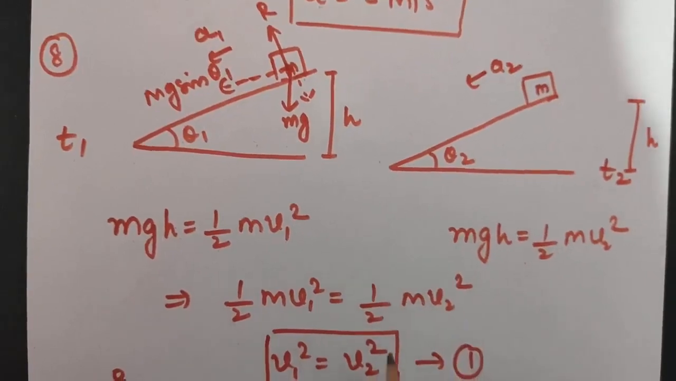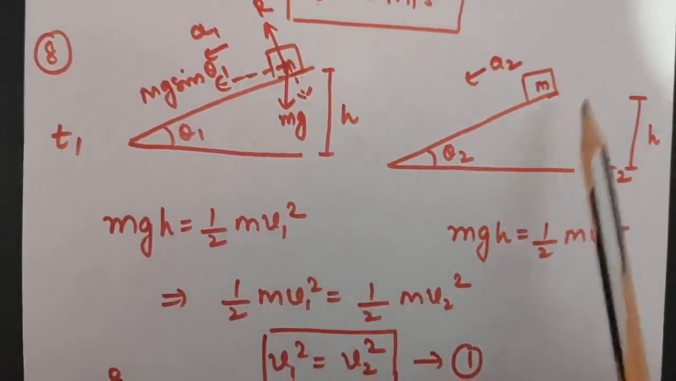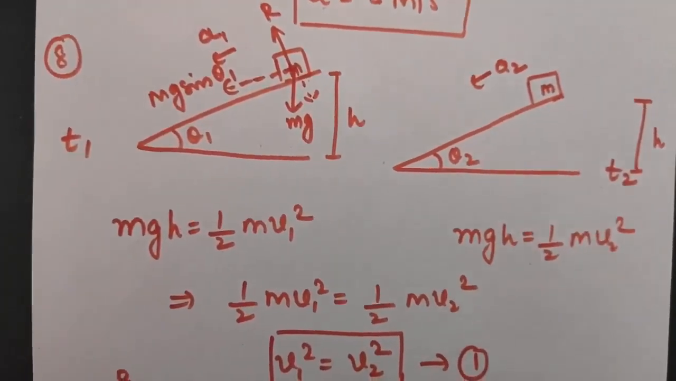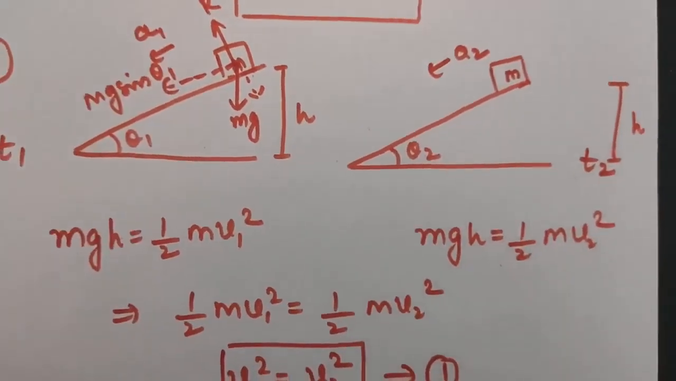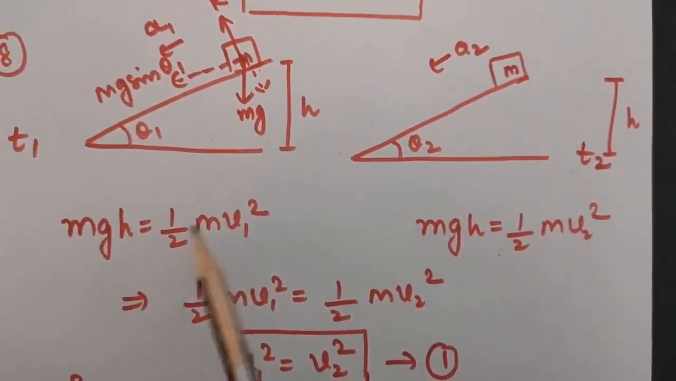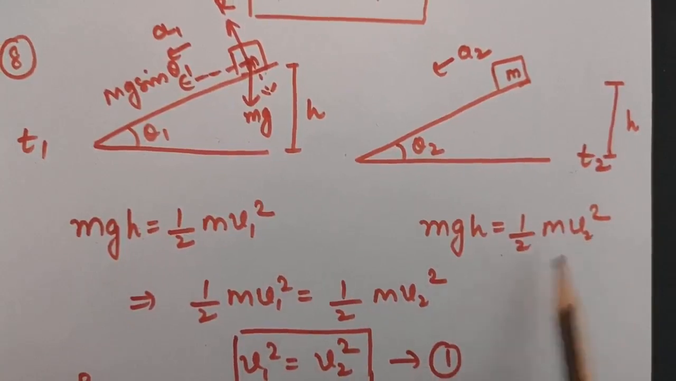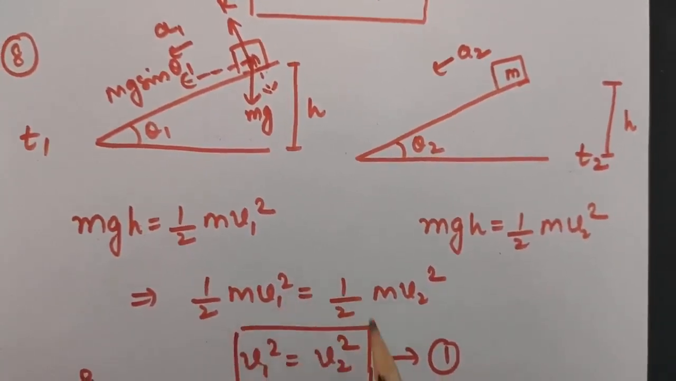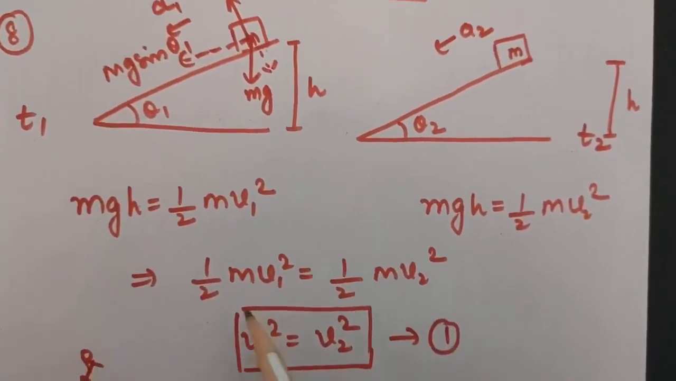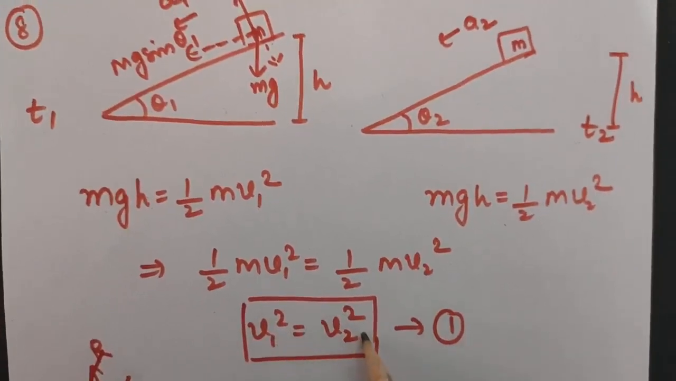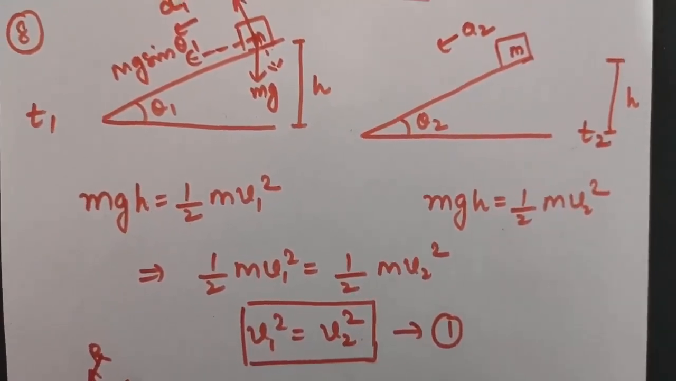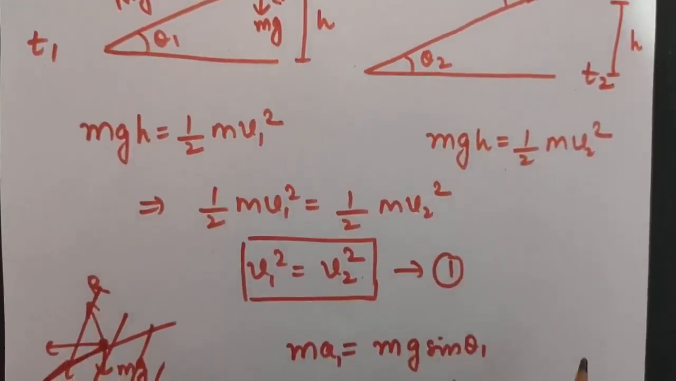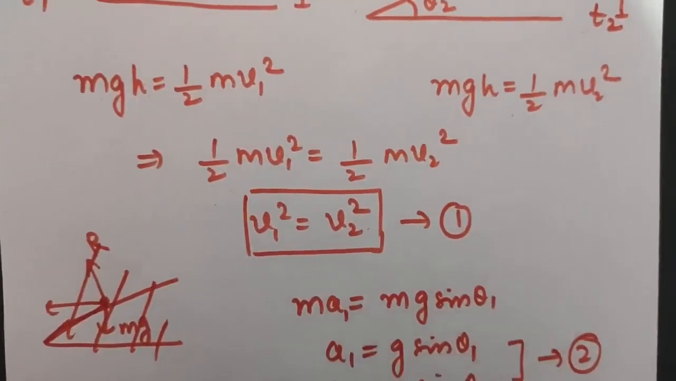Now we will see what will happen. Ultimately, due to the same height, the velocity will also come out to be the same. So mgh is equal to this and mgh is equal to this. That means half mv1 square is equal to half mv2 square. From here you will get v1 square is equal to v2 square, or you can say v1 is equal to plus minus v2. Okay, so keep it as it is for now.